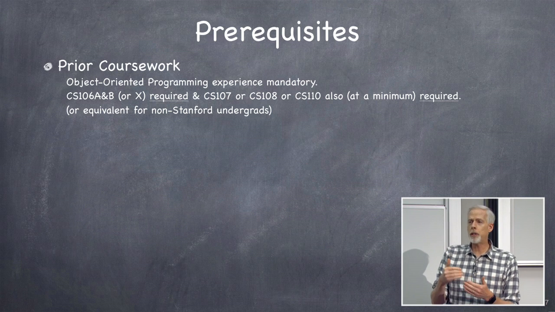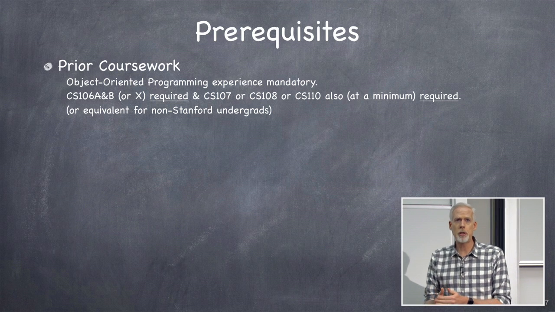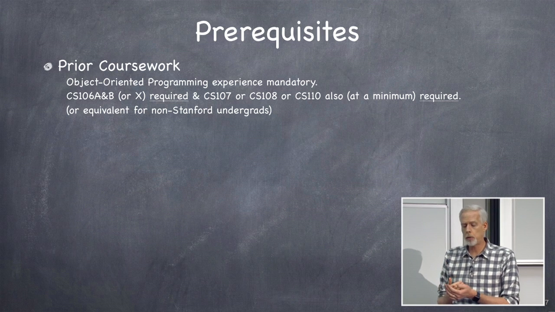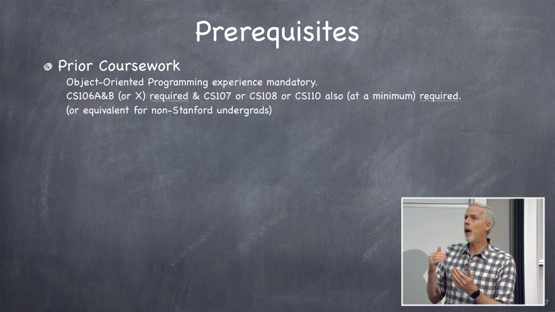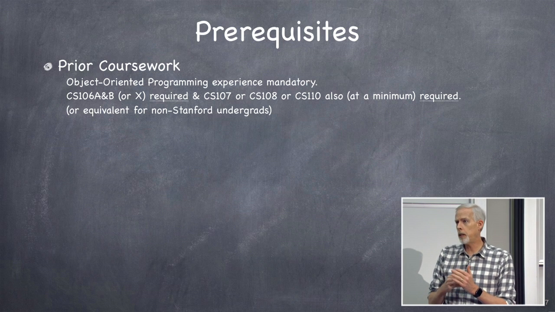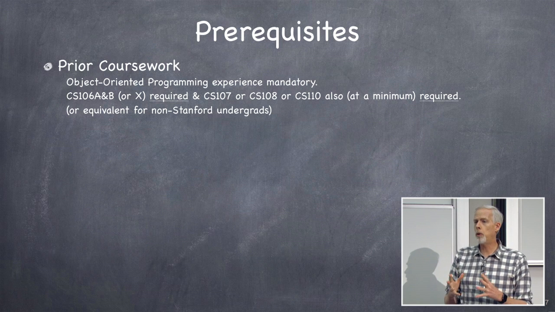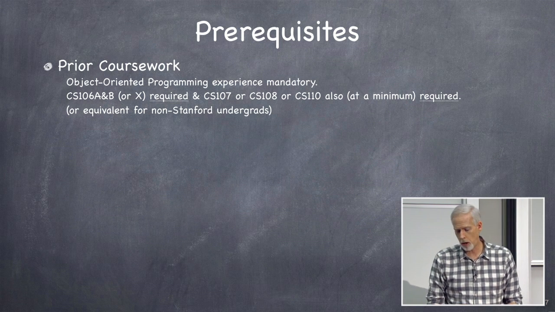And then I just want to make sure you have some programming experience. So either you've done something outside of school, or you've taken CS 107 or CS 108 or CS 110. CS 108 is a particularly great prerequisite. That's object-oriented programming. So if you have a chance to take CS 108 and you haven't taken it yet, maybe take it and then take this class the next time it's offered.